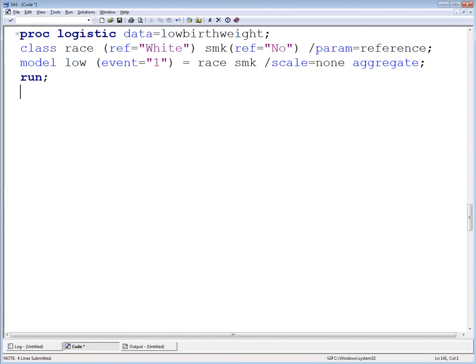So here is some code. Class race, reference category white, smoking, reference category no, param equals reference. Otherwise the default is going to be effect coding. I want a model where my y variable is the variable low. It's just going to be a 0, 1. In this case, 1 refers to a low birth weight baby. So I want to model whether or not the baby is in fact a low birth weight as a function of the mother's race and whether or not that mother smokes.